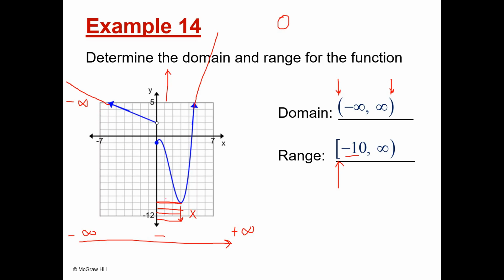And let's go upward now, one step at a time. All these are included. All these points have y values. So all these are included going upward in this direction, and the function goes up, and all these points have y values until infinity. So we're gonna write minus 10 to infinity.